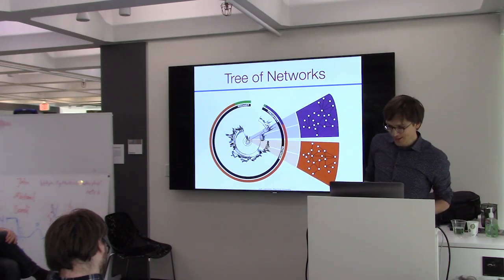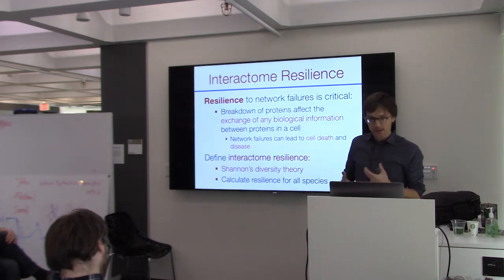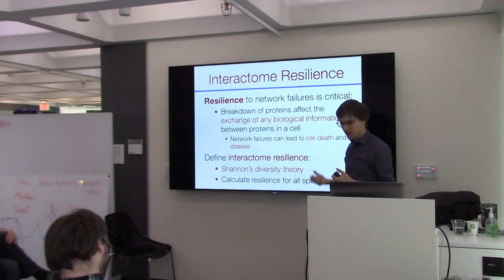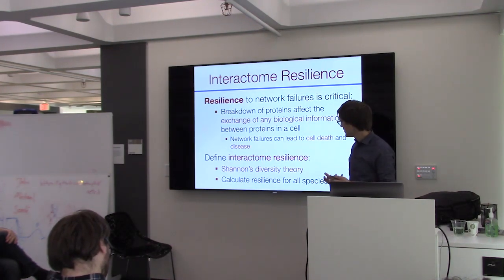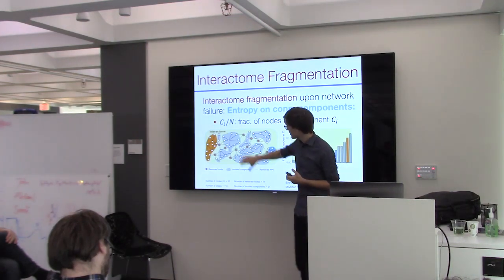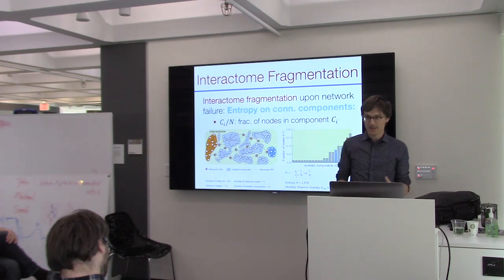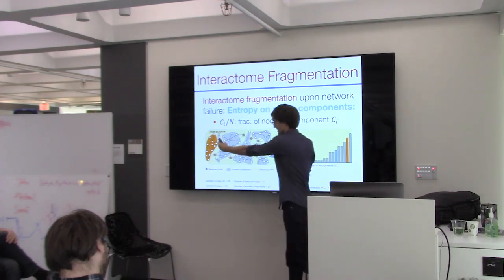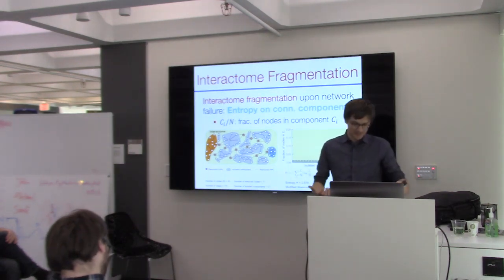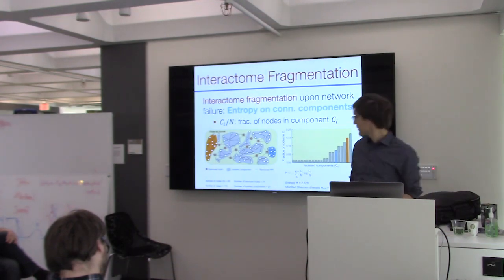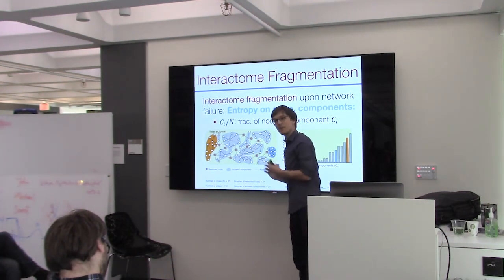And then what we do is we start looking at resilience of these networks, right? Because if you think of resilience, the idea is the following, right? If you have a biological network and some proteins mutate and the network starts getting disconnected, this means that the proteins are no longer able to work with each other, so the cell might die.